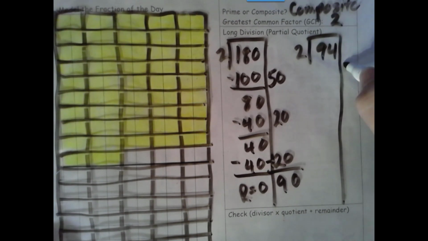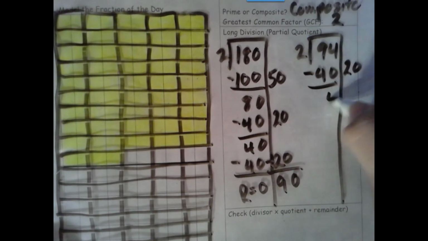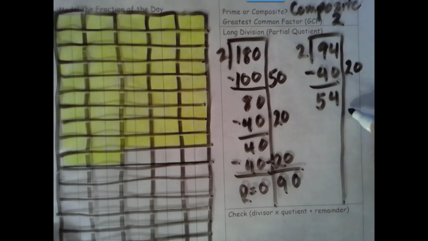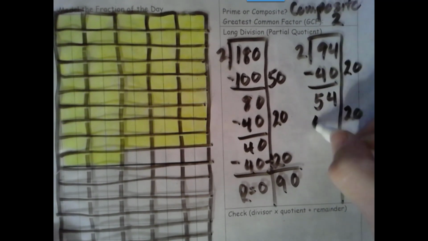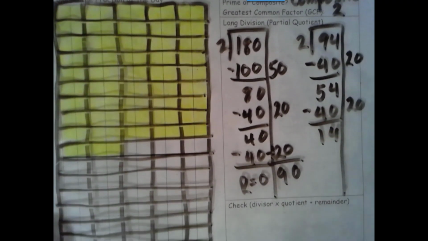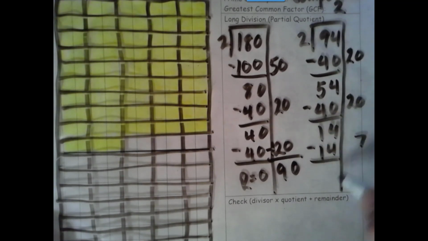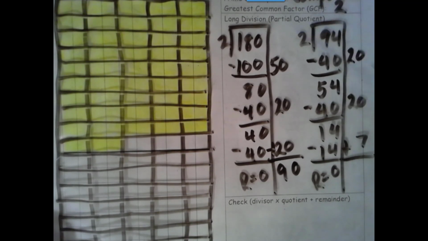Let's do 20 times 2 is 40. More on top, no need to stop. 20 times 2 is 40. More on top, no need to stop. 7 times 2 is 14. Numbers the same, zeros a game. Add our partial quotients. 20 plus 20 is 40, plus 7 is 47.